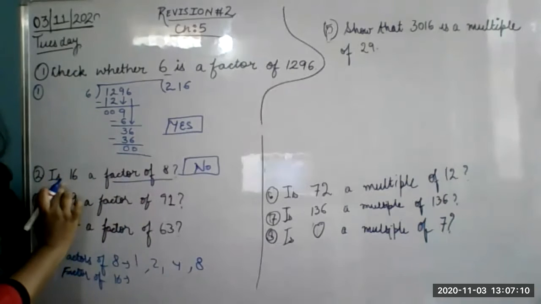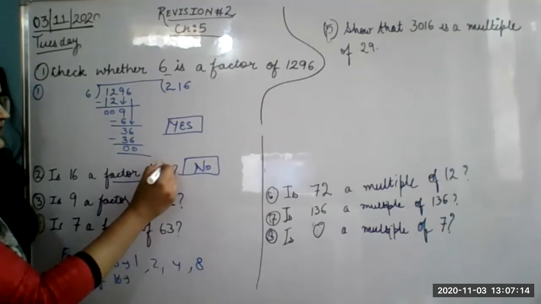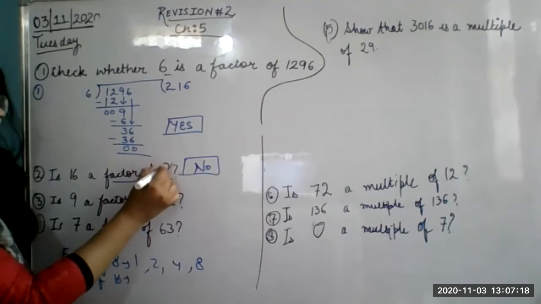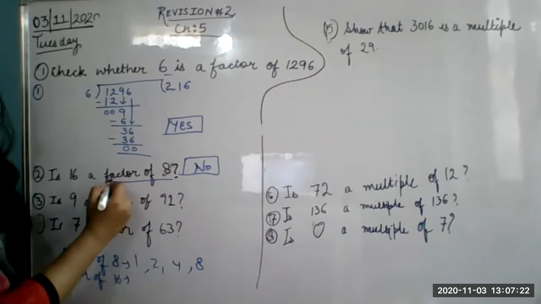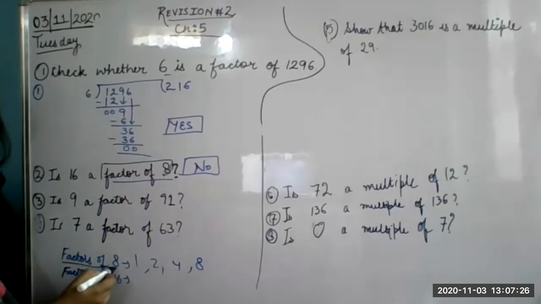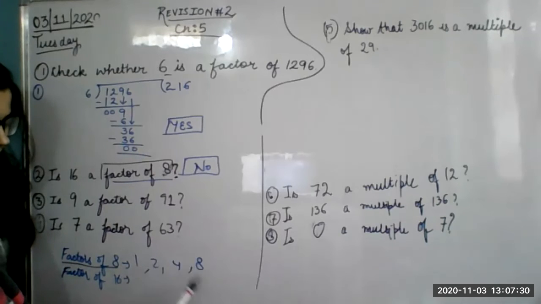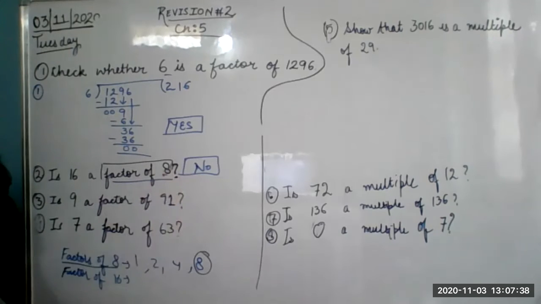See, it is written, is 16 a factor of 8? We have to check whether 16 is a factor of 8 or not. So we are going to take out the factors of 8. The factors of 8 are 1, 8, 2, 4. Is there any 16? The greatest number is 8. So how can it be 16? So the answer will be no here.